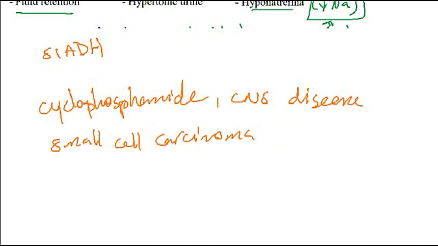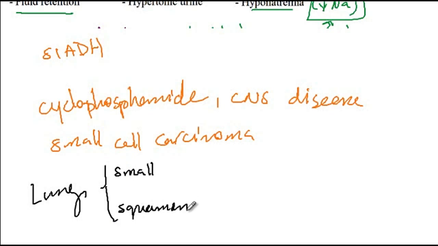So just to remind you, for the paraneoplastic diseases of the lung, we can have the small cell carcinoma as well as the squamous cell carcinoma. So the small cell carcinoma itself increases the production of the ADH. So these patients can present with SIADH. It also increases the production of ACTH. So patients can present with Cushing syndrome.